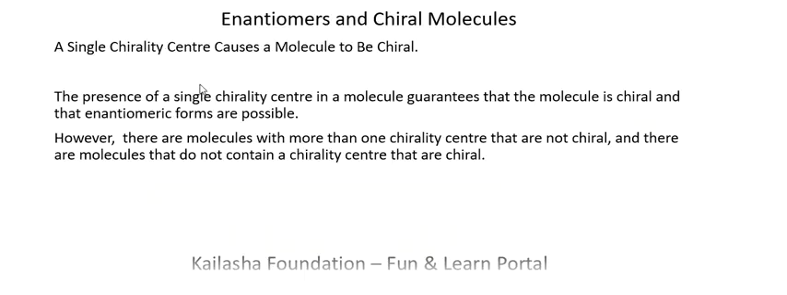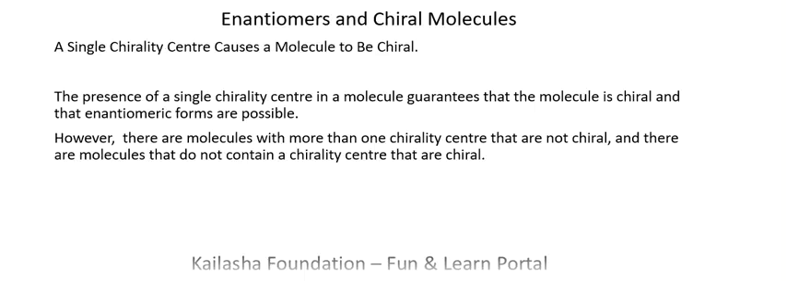Now, if a single chirality center is present in a molecule, then it is definitely a chiral molecule. How do we identify a chiral center? If any carbon has four different groups attached to it, then it is a chiral center. But remember, there must be a single chiral center. Then we can say with only this single criterion that if there are four different groups attached to carbon, then it is a chiral molecule.